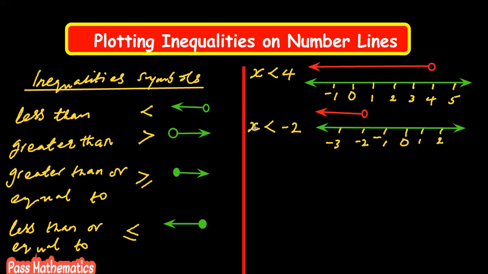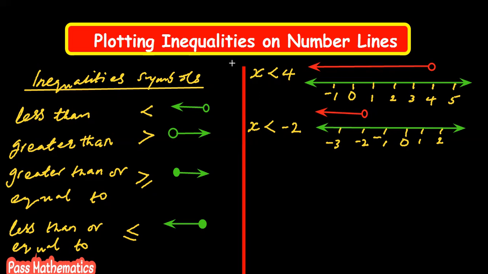Mind you, if x is greater than minus 2, this arrowhead will be pointing forward, going to the right part. Less than is going backward, which is the left part.